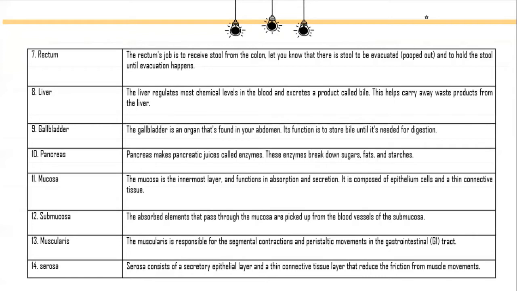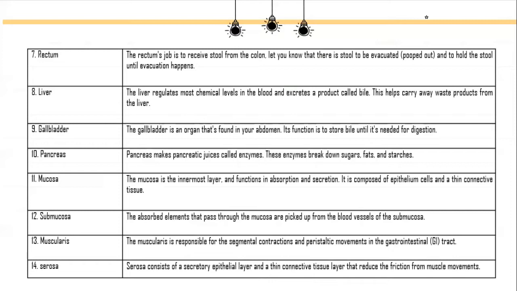Next is the gallbladder, which is an organ found in your abdomen. Its function is to store bile until it's needed for digestion. The gallbladder contracts or squeezes to send bile into your digestive tract. Next is the pancreas. The pancreas makes pancreatic juices called enzymes, and these enzymes break down sugars, fats, and starches. The pancreas also helps the digestive system by making hormones, and these are also chemical messengers that travel through the blood.